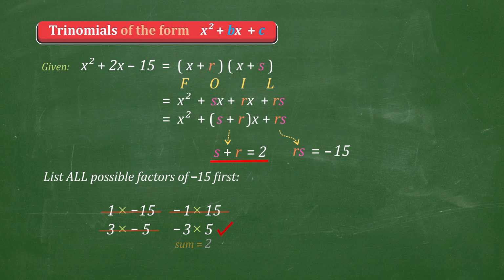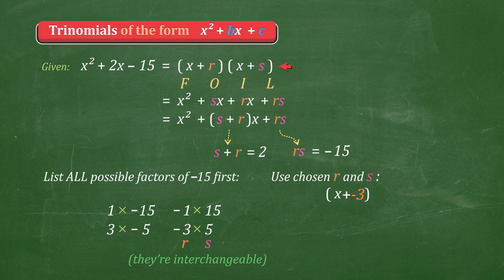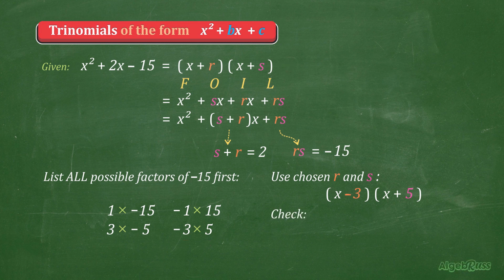That means that r is negative 3 and s is 5. Replacing the values of r and s here on top, the factors then are the quantity x plus negative 3, or x minus 3, they're the same, and x plus 5. But it doesn't end there. This needs checking. We do that by multiplying these binomials, using the FOIL method.